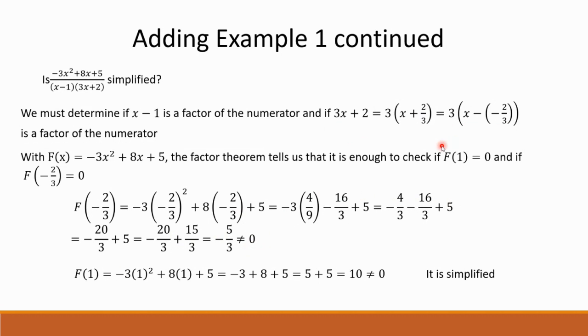Okay, what about x minus 1? Well, if you do f of 1, same idea, not the same exact calculation, but you don't get 0. That's the point. Hence, the numerator does not have x minus 1 as a factor either. So in other words, the numerator does not have either of these as factors, so this is simplified.